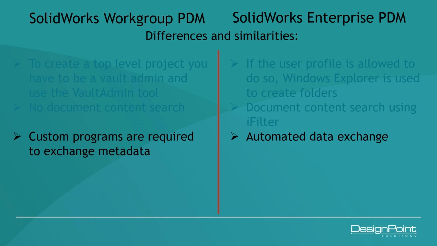If you want to have Workgroup integrated to an ERP or MRP system, you're going to have to do some custom programming. With Enterprise PDM, you have an option to export XML, and your ERP system just has to be able to take that XML file and process it. You can automate data exchange. You can import bills of materials, part numbers, descriptions, and so forth.